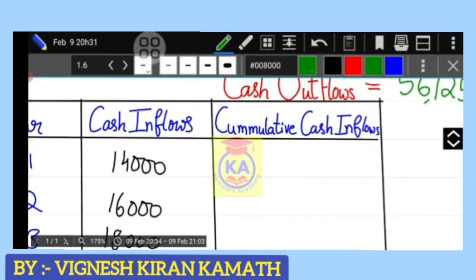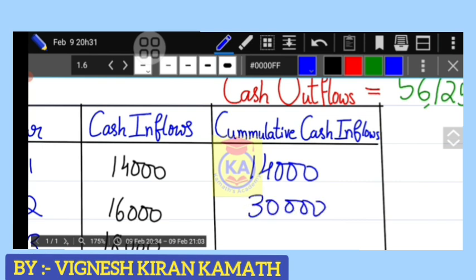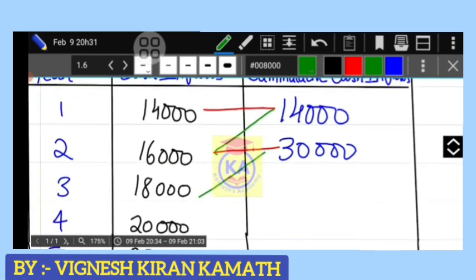Now 14,000, I will get 14,000 itself, right? When I add 14,000 and 16,000, I will get 30,000, right? Put this arrow, you will come to know easier. Now 30,000 and 18,000 I have to add. I will get 48,000. Look at this properly.